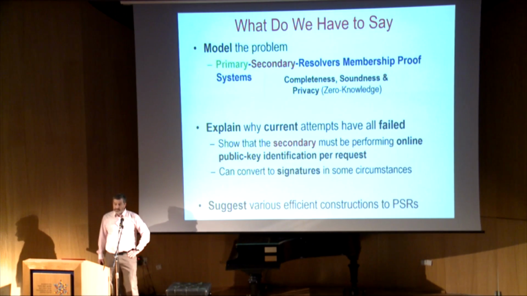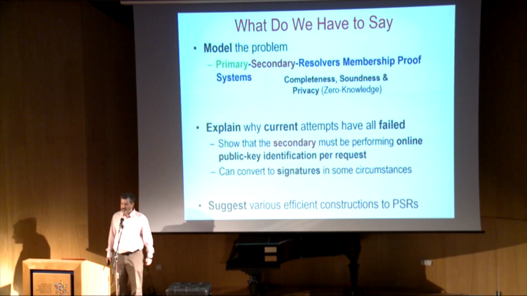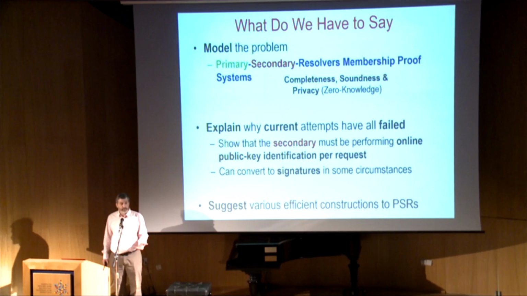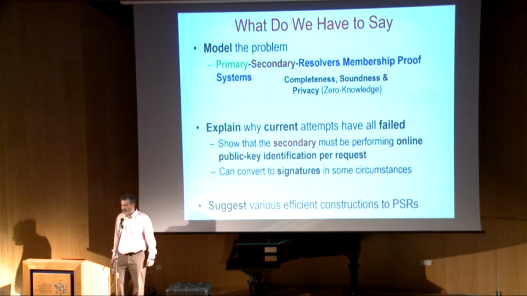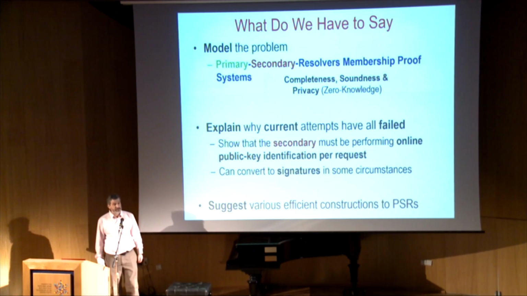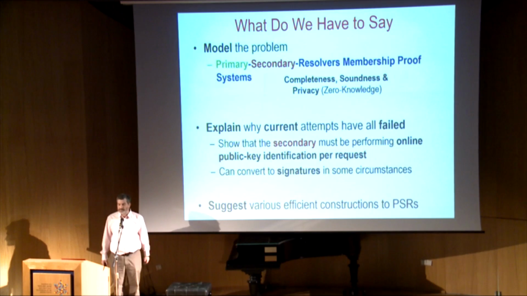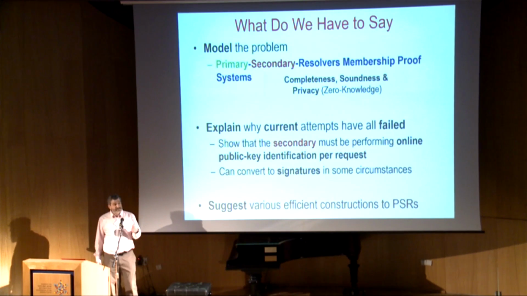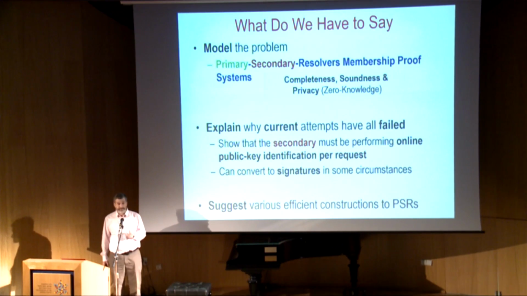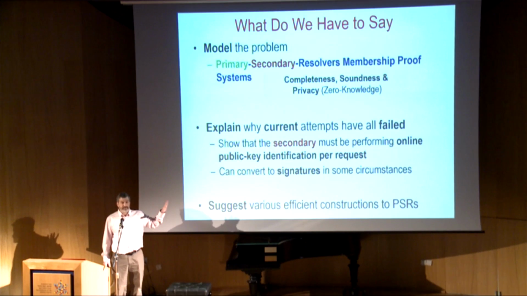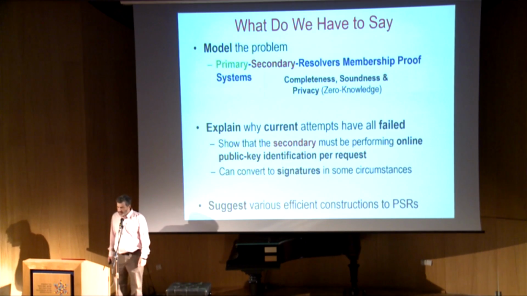So what do we have to say? First, we model the problem. We say exactly what properties we want from primary, secondary, resolver membership problems: basically completeness, soundness, and privacy, which we model as zero knowledge. I'll define all of them more carefully. We explain why all the current attempts have failed. Nothing like NSEC3 can work. We can prove that they cannot work.